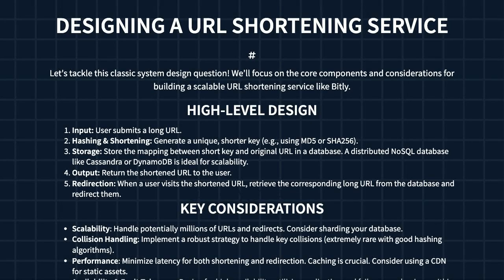Okay, let's think about how we build a URL shortening service like Bitly. The basic flow is pretty straightforward. Someone gives us a long URL, we create a shorter version and store that link. We then return the shortened URL to the user. To make this really robust and handle lots of traffic, we need to consider scalability from the start. We'd likely use a distributed database like Cassandra or DynamoDB to store our mappings between short keys and original URLs. This allows us to spread the data across multiple servers if needed. Also, collision handling is important. While rare with good hashing algorithms, it's something we need to plan for.